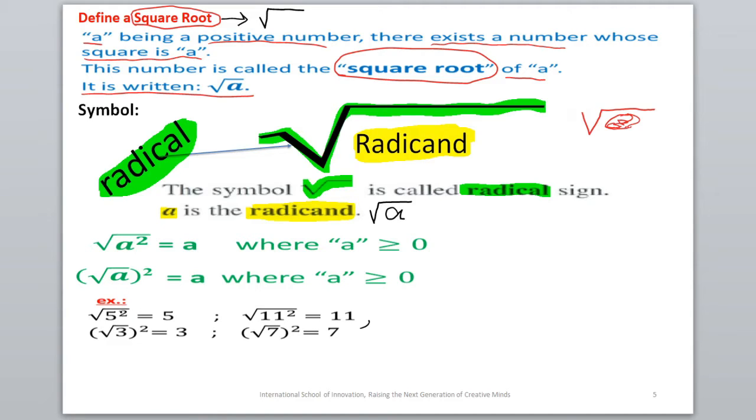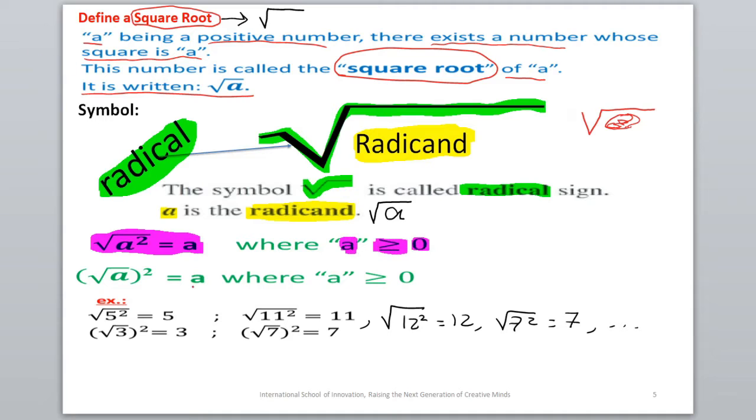Radical 5 squared equals 5. Radical 11 squared equals 11. Radical 12 squared equals 12. Radical 7 squared equals 7, and so on. So radical of any number, squared, is equal to the same number. Radical A squared is equal to A. This is the first piece of information that you need to write in your notebooks: radical A squared is equal to A, where A is a positive number or 0.